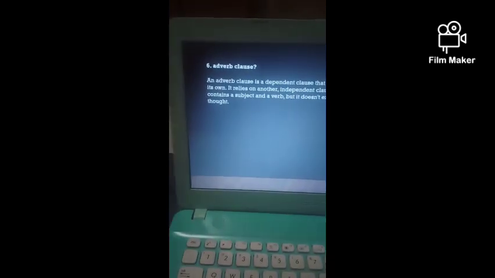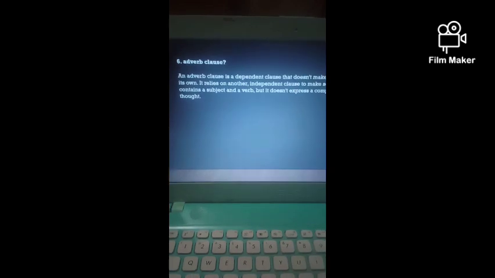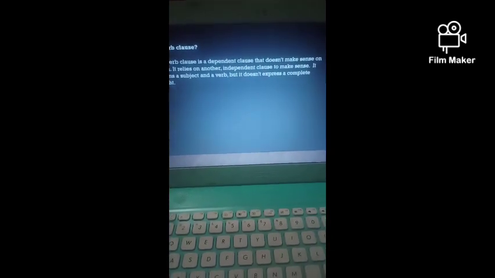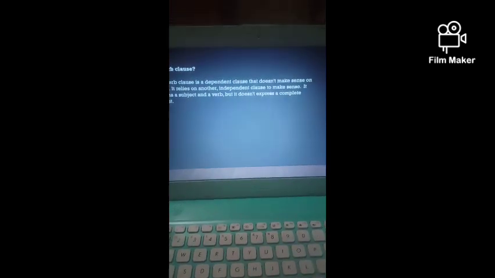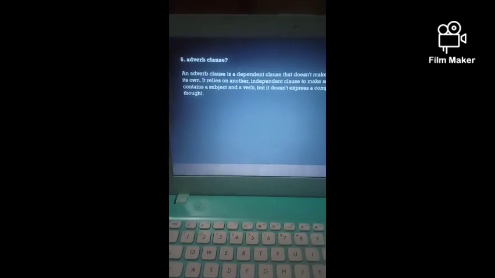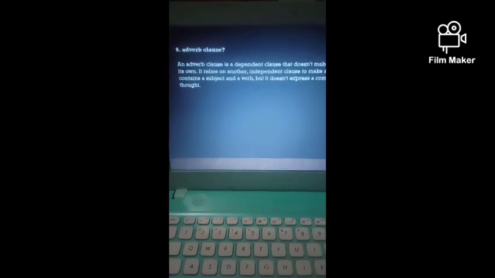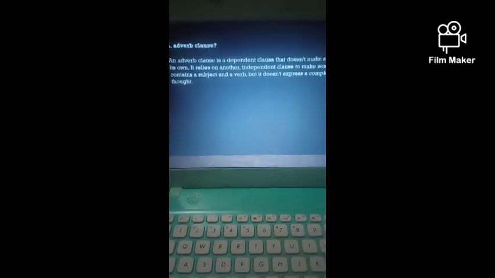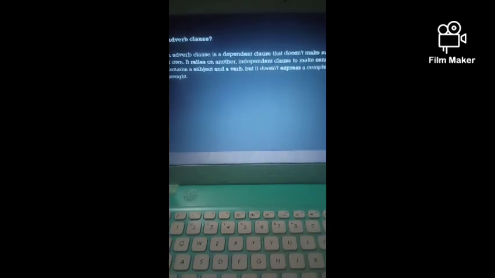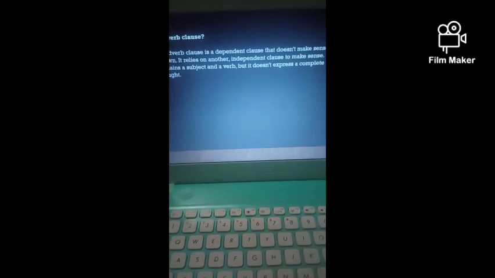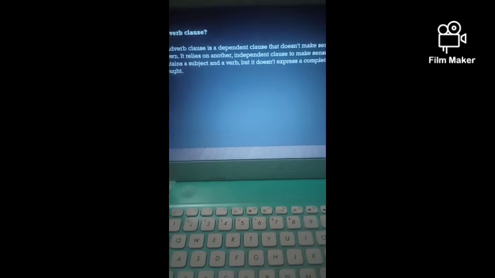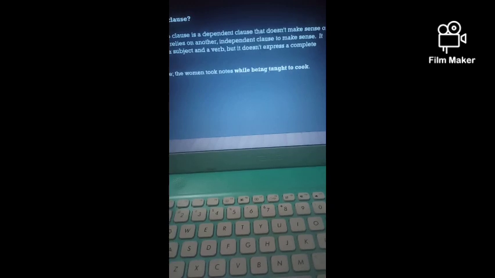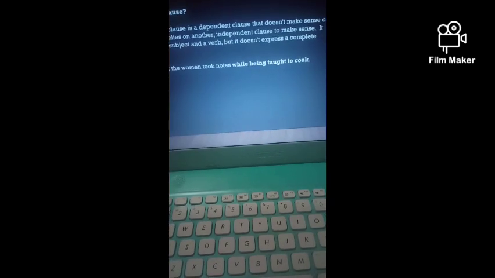And the last is about the adverb clause. An adverb clause is a dependent clause that doesn't make sense on its own. It relies on another independent clause to make sense. It contains a subject and a verb, but it doesn't express a complete thought. For example, the women took notes while being taught to cook.